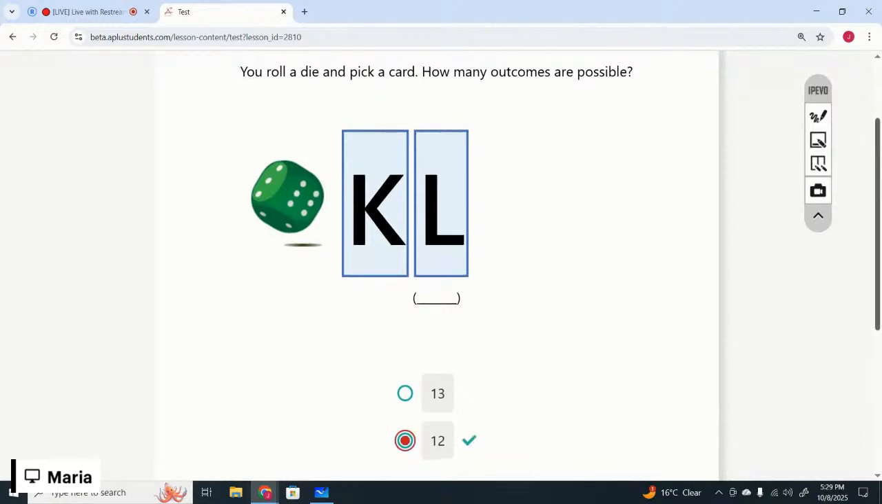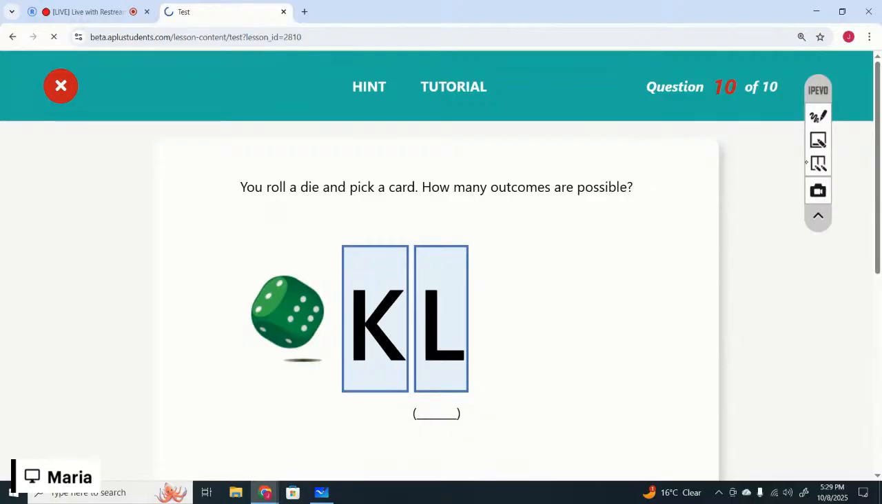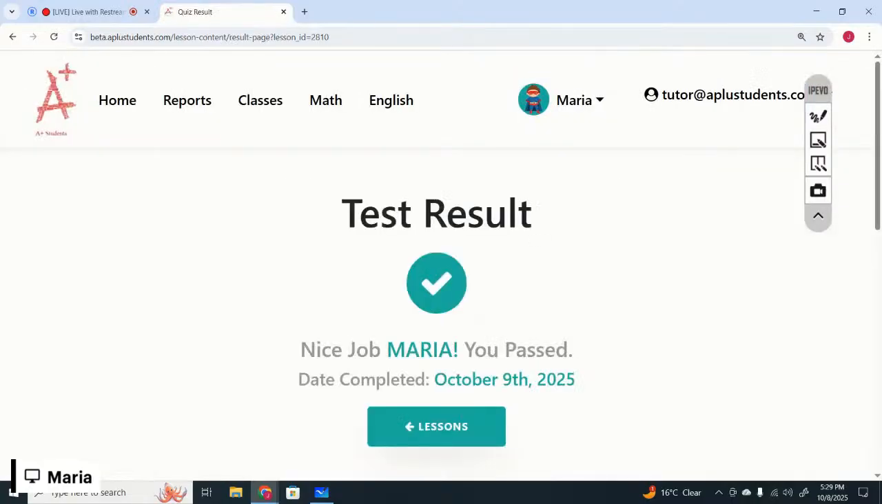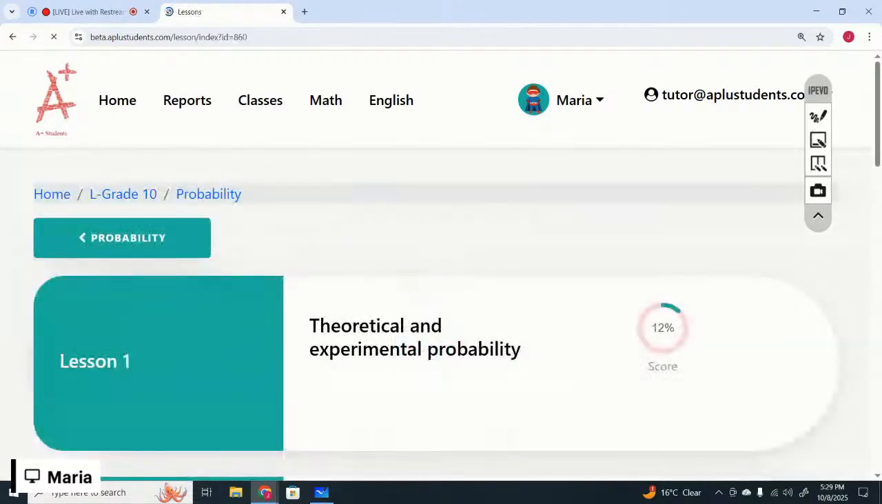That is 6 times 2 is 12. Option number 2 is the correct option. Okay, we are done with the lesson. Let's just move on to the next lesson.